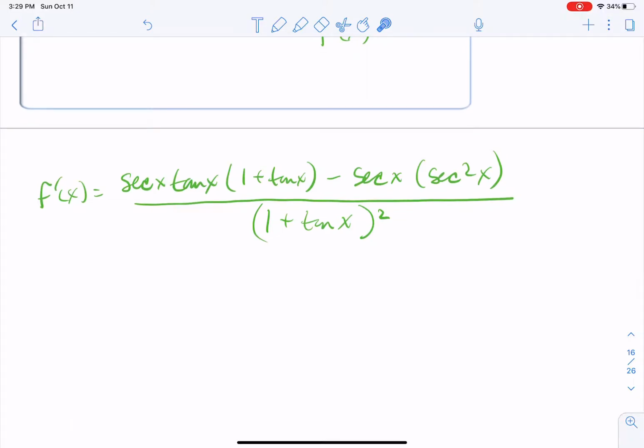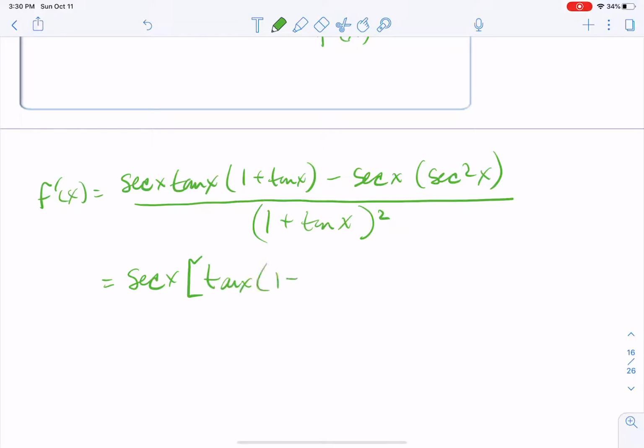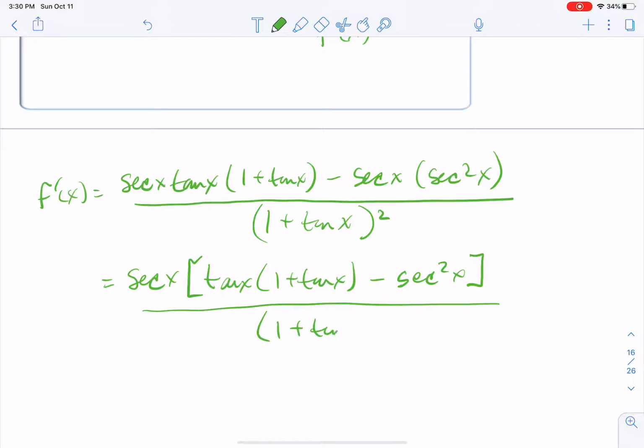All right, so what can we do? Can we cancel out this in one of these? Oh, please tell me we can, but we can't. Why can't we? Because it's not a common factor across the top. If it was, then we could cancel it, but it's not. But there is a common factor of secant. Maybe I pull that out. Then I would have bracket tangent x, 1 plus tangent x, and then minus secant squared x. Close the bracket with a parenthesis, over 1 plus tangent x.